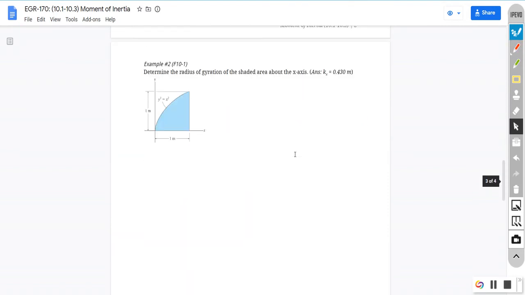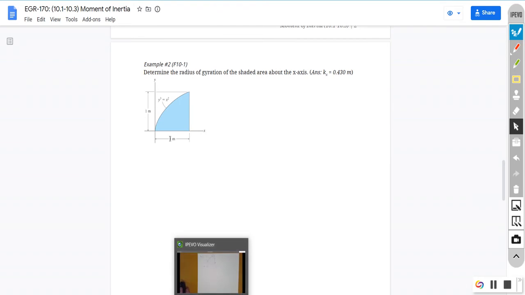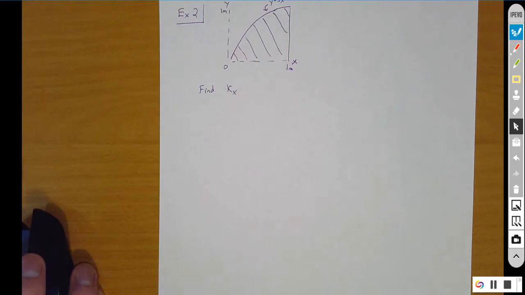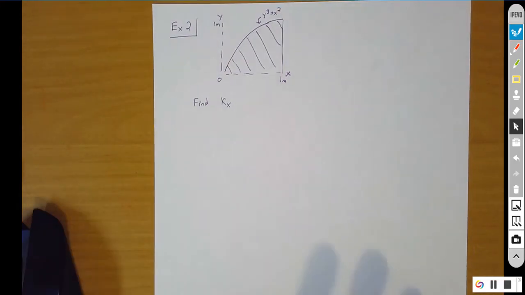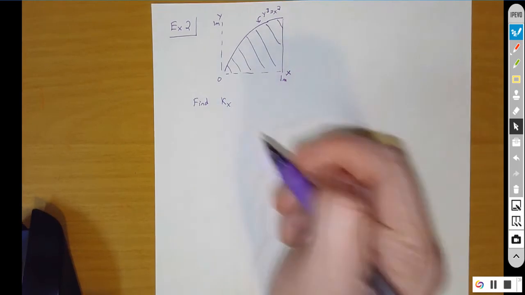So we're going to use example 2 for that. Example 2 looks the same, except we're going to do this about the x-axis this time instead of the y-axis like we did in example 1. So I've copied the problem over here. We're asked to find kx.